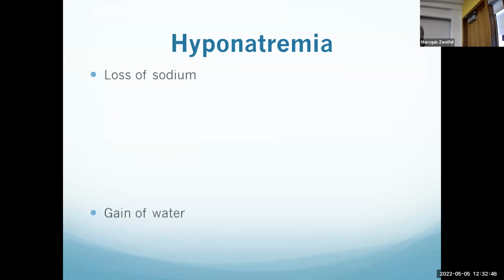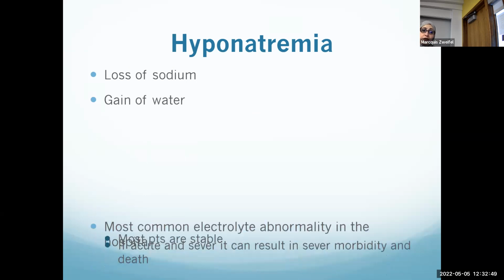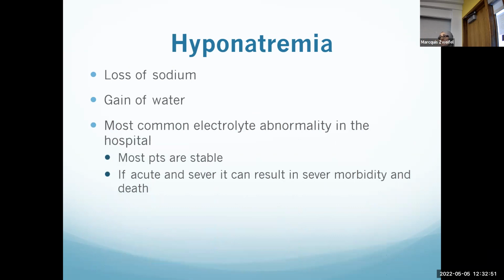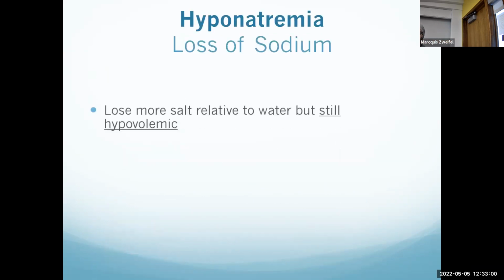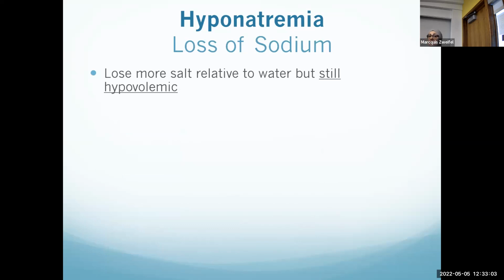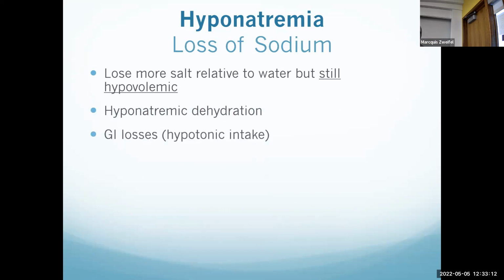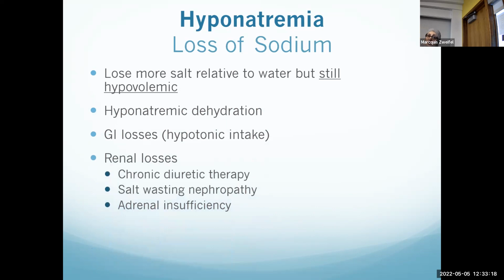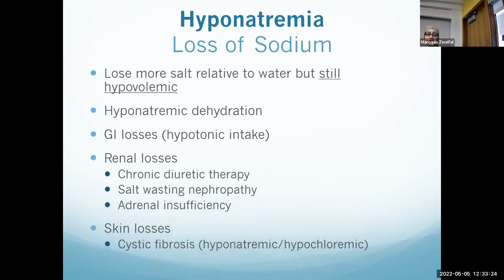Hyponatremia can happen because of loss of sodium or gain of water. It is the most common electrolyte abnormality in the hospital. Most patients are stable, but if acute and severe, it can result in severe morbidity and mortality. With loss of sodium, we lose more salt relative to water, but people can still be hypovolemic. Hyponatremic dehydration, GI losses, hypotonic intake, and renal losses. So chronic diuretic therapy, salt-wasting nephropathy, and adrenal insufficiency can all lead to hyponatremia. And then skin losses in patients like those with cystic fibrosis.